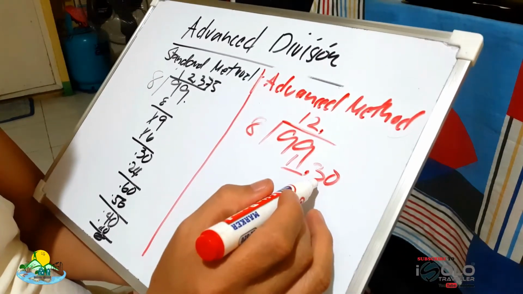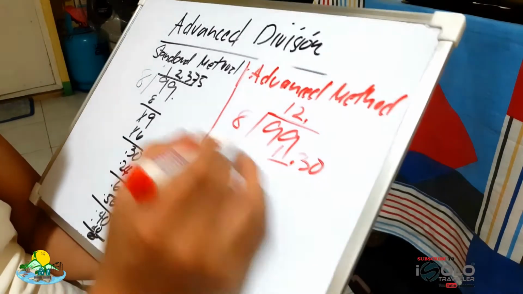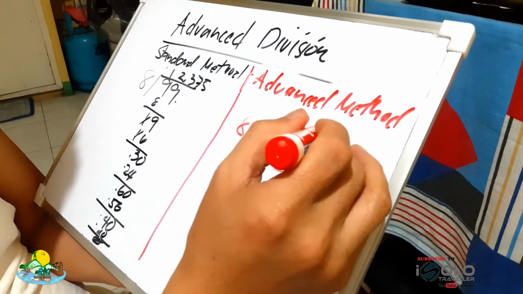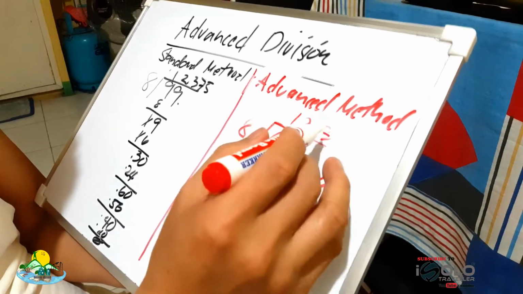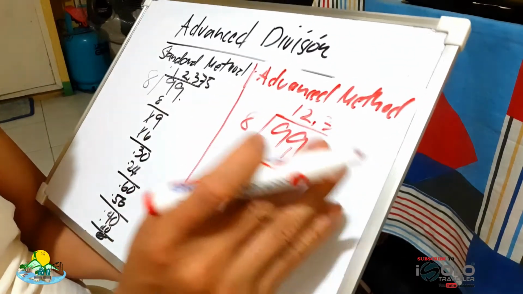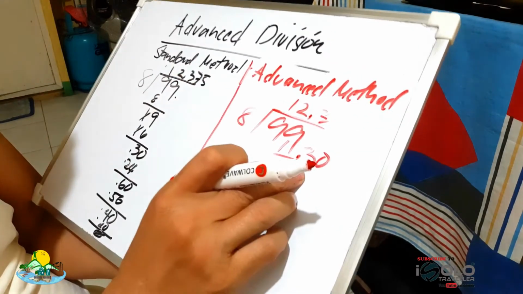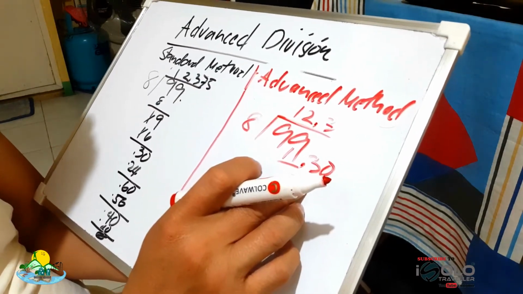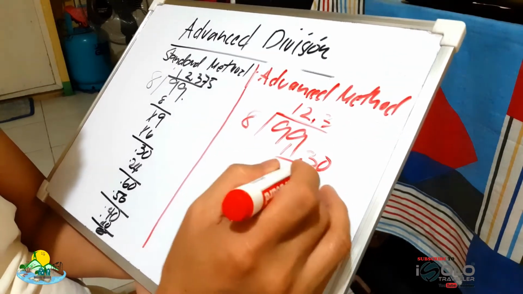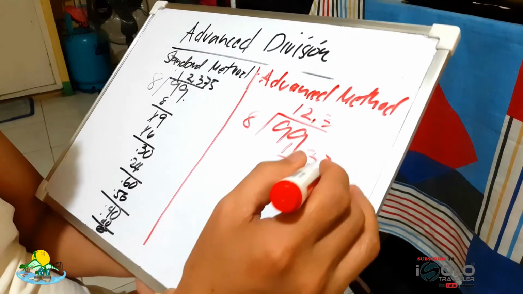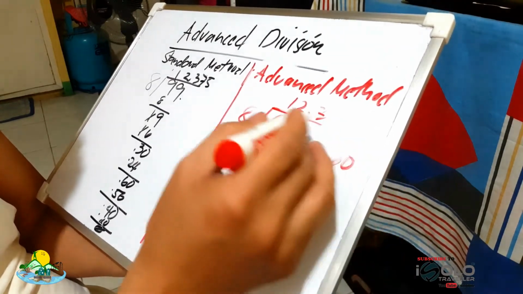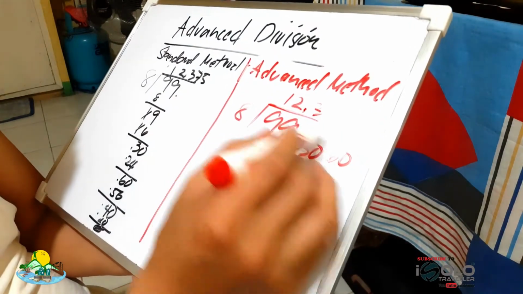So how many 8 can you get from 30? Okay, 3. 3 times 8 is 24. So hold that 24 in your mind and minus that 24 from 30. So 30 minus 24 is equal to 6. So that will read as 60 because there's no more number here.